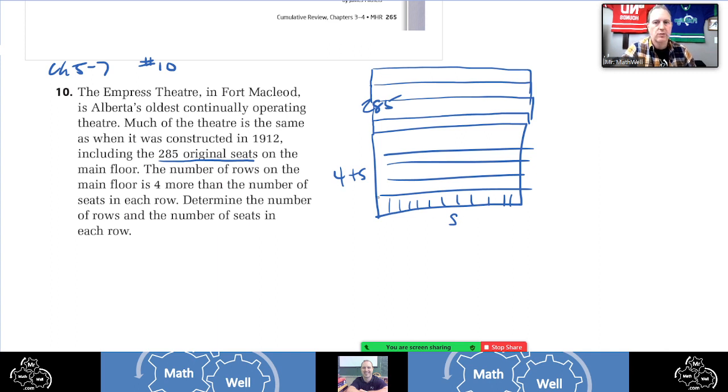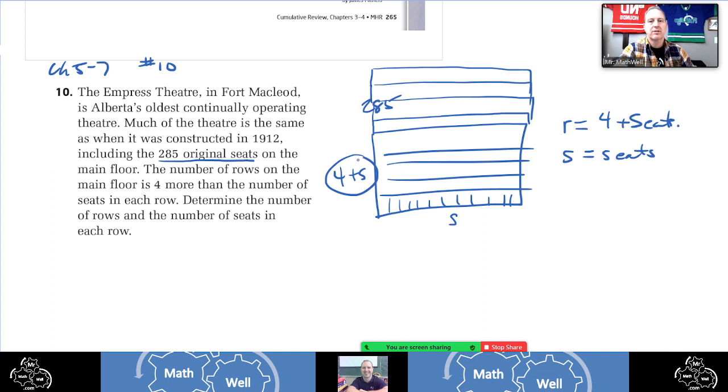Okay, so just want to make sure you get that straight. So it looks a little bit more like this maybe. We don't know what S is, we don't know what 4 plus S is, but we know that those have to equal 285. So determine the number of rows and seats. Rows are actually going to be 4 plus S, right? That's what this is. This is equal to rows. And then S is just equal to S, or seats.